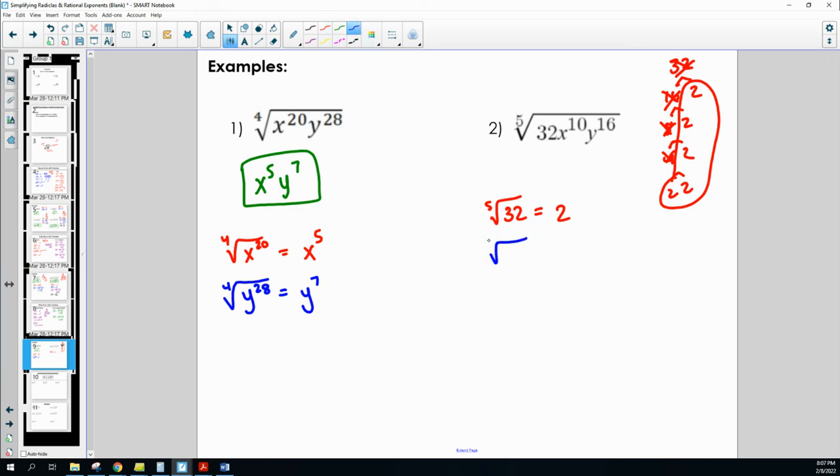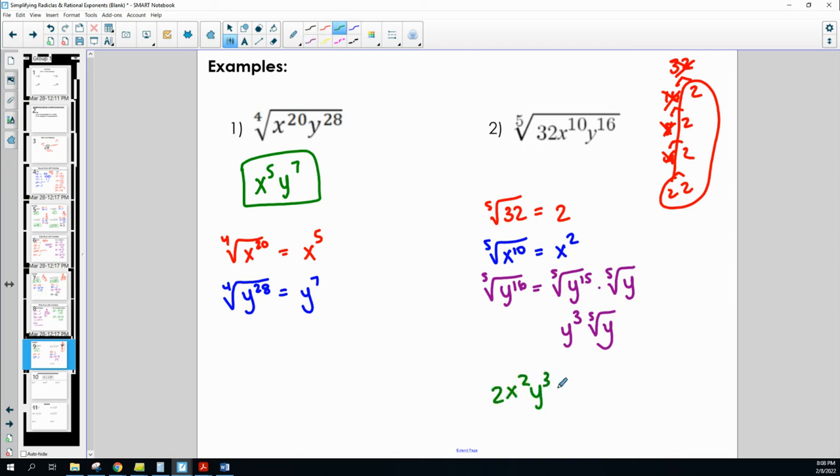Then we have the fifth root of x to the 10th. 10 divided by 5 is going to give me x squared. And then we have the fifth root of y to the 16th. 16 is not divisible by 5, so we're going to break this into the fifth root of y to the 15th times the fifth root of y. And then 15 divided by 5 would be y cubed, fifth root of y. So now on the outside, we have a 2x squared y cubed. On the inside, we have a y.